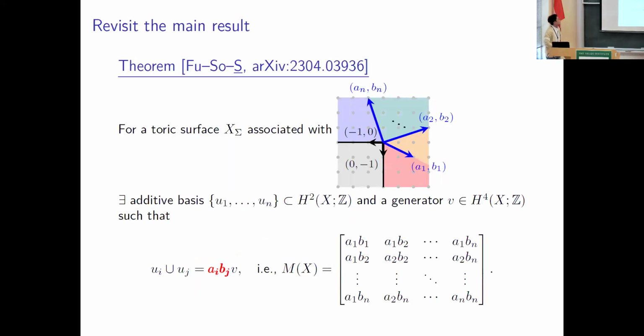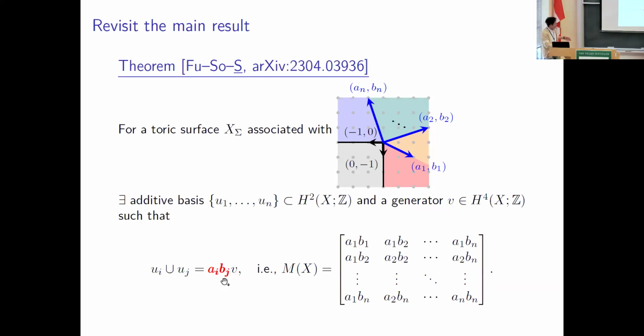So let me show you my main theorem again. This is the fan which I'm looking at, and then I have an additive basis U1 to UN in degree 2, and now probably you know what these UIs are. Take a cellular basis, a homology basis, and take the Kronecker dual. So that is my U1 to UN. And then my product of UI and UJ is going to be AI times BJ.